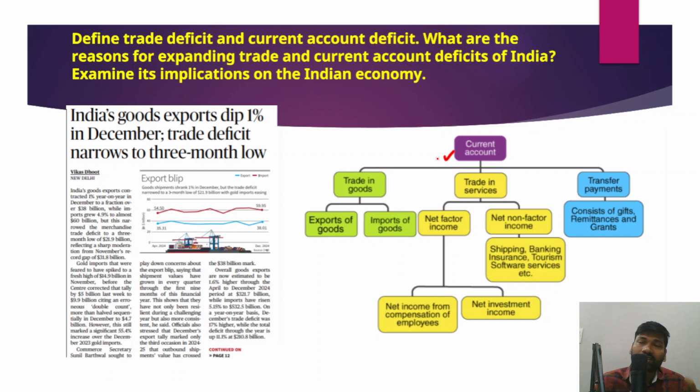So trade in goods essentially comprises exports as well as imports of goods, and trade in services consists of net factor income, and net factor income essentially comprises net income from compensation of employees and net investment income, and then in trade in services comes net non-factor income such as shipping, banking, insurance, tourism, software services. So all these are different services, a part of trade in services. And transfer payments essentially comprise gifts, remittances and grants as well.